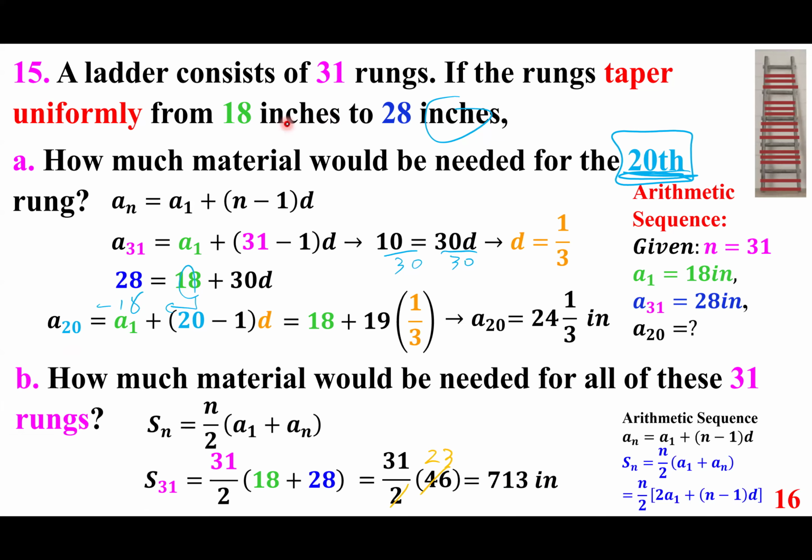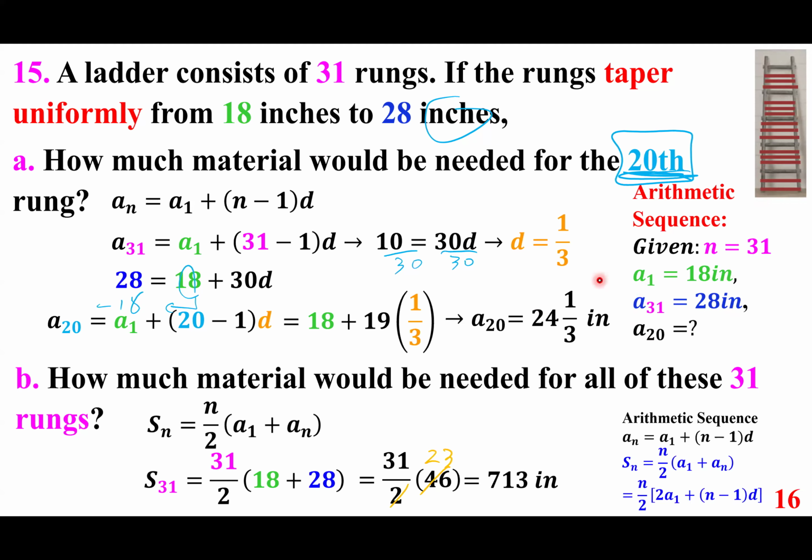A quick recap, class. I want to make sure everybody is following that. It's very straightforward. We have 31 rounds, and it tapers uniformly from 18 to 28. So the smallest one is 18 inches, and the largest one is 28 inches wide. And because they are going uniformly, that means we are adding a little bit to each one. And that amount is the difference, which is common. The given information: n is 31, A1 is 18, A31 is 28, A sub 20 is missing.